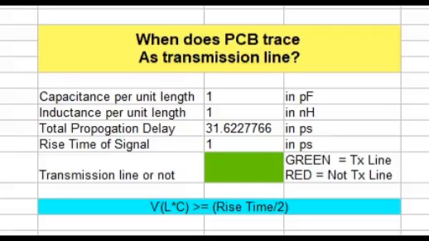So the formula is basically square root of inductance per unit length times capacitance per unit length, and the square root of that particular product must be greater than or equal to rise time by 2. This is the signal rise time which we are actually transmitting. So if this condition gets satisfied, this particular PCB trace should consider all the high speed design rules that are there, or the PCB designer should consider this as a transmission line.